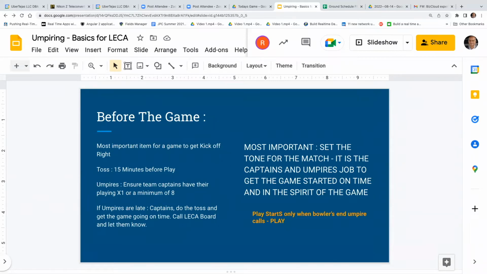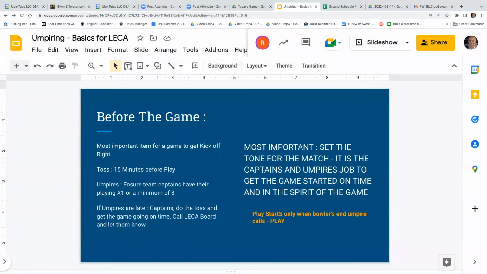So make sure that there is a toss. Make sure there are umpires out there. Make sure that the teams have a minimum of 8. They're ready to go, right? Captains, right? There are times when the umpires don't show up. They are late. I mean, Raju bailed me out this weekend because I just didn't pay attention to the schedule, right? But things do happen against our best wishes.